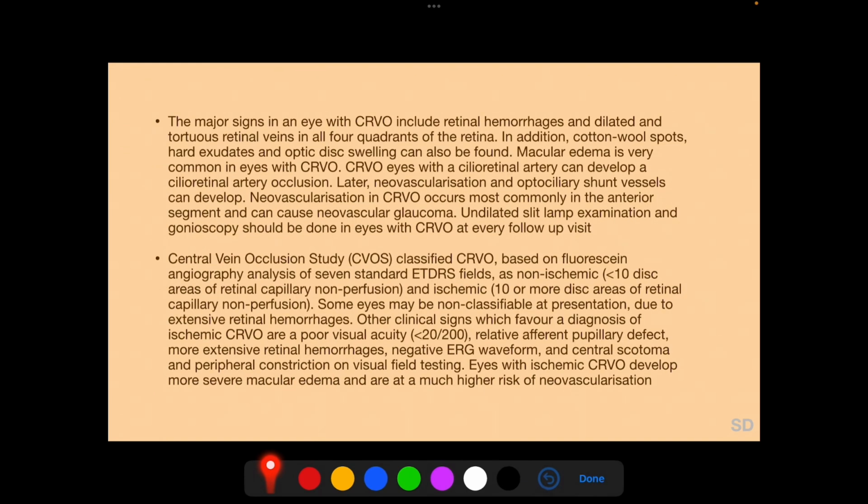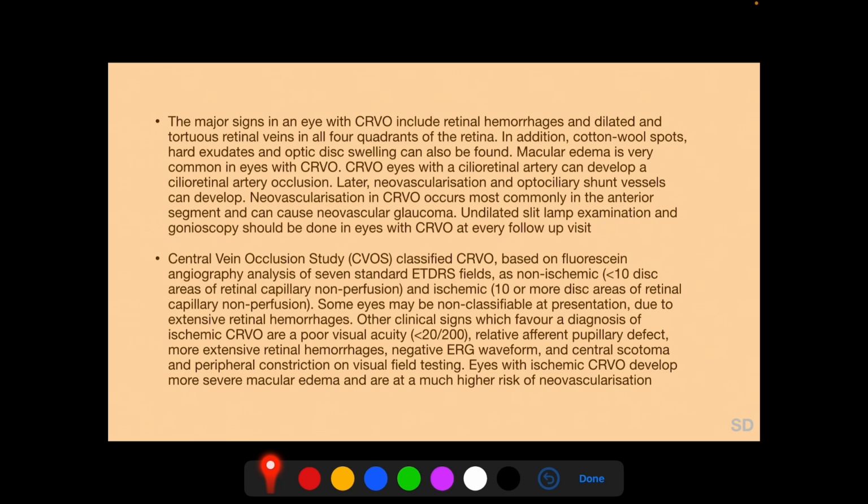The major signs in an eye with CRVO include retinal hemorrhages and dilated and tortuous retinal veins in all 4 quadrants of the retina. In addition, cotton wool spots, hard exudates, and optic disc swelling can also be found. Macular edema is very common in eyes with CRVO. CRVO eyes with a cilioretinal artery can develop a cilioretinal artery occlusion. Later neovascularization and optociliary shunt vessels can develop.